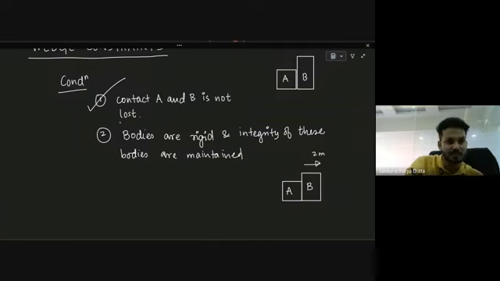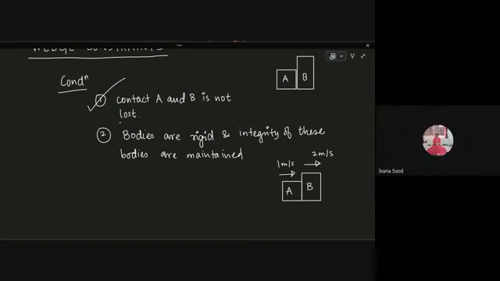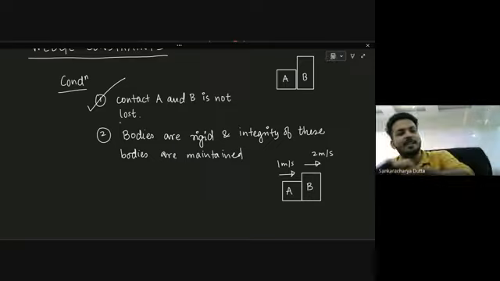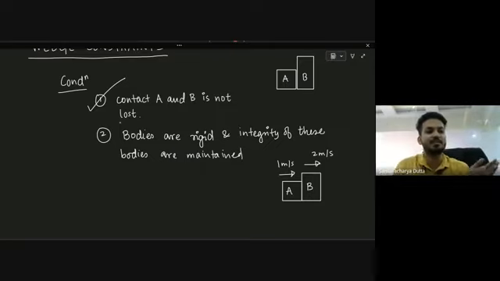Because if this is moving at 2 meters per second and this is only moving at 1 meter per second, what will happen? Contact will be lost. They won't be touching each other anymore. The contact between B and A will be lost because B is moving faster and A is moving slower. The separation between them is going to increase. The contact between them is going to get lost. Tell me if this makes sense.